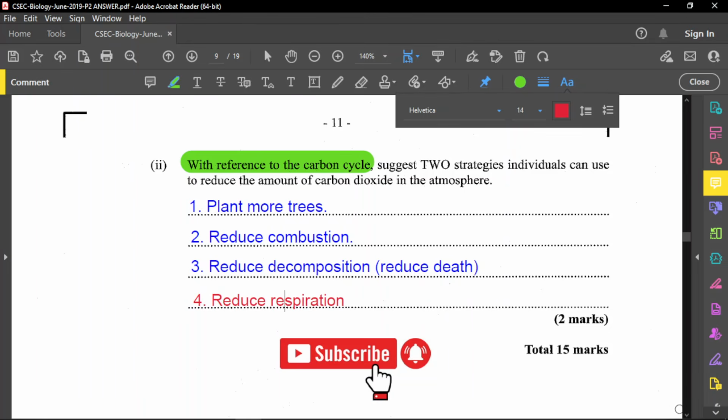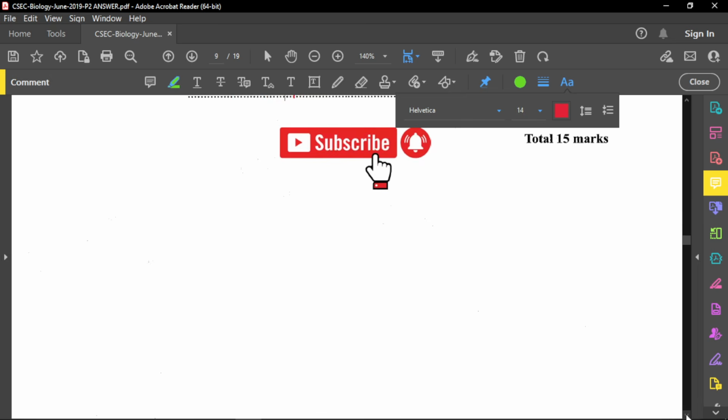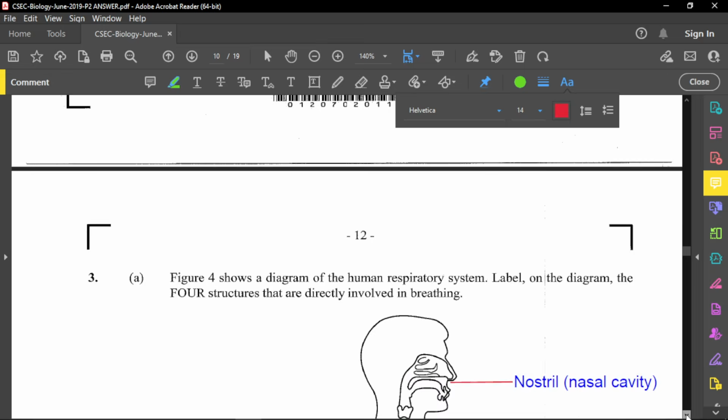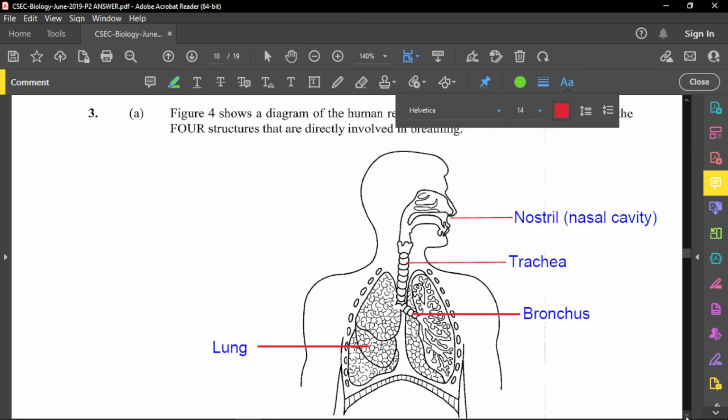All right. And again, just want to see if you can analyze a situation. So this is a question to think about, critical thinking technically, or just to look and analyze a particular situation. Now, for question number 3, figure 4 shows a diagram of the human respiratory system. Label on the diagram the 4 structures that are directly involved in breathing. And for you to breathe, you need your nostril or your nasal cavity, because that's the main passage for air to enter your respiratory tract.